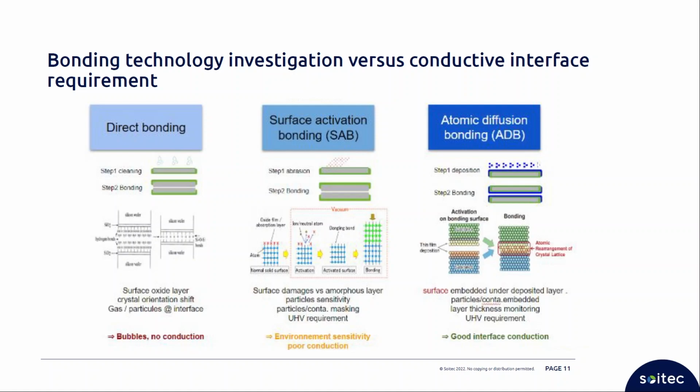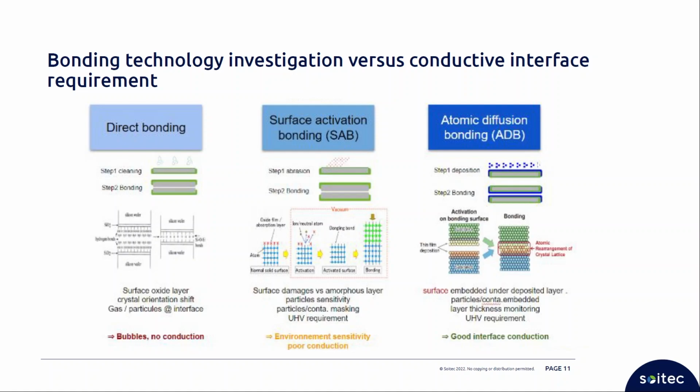Okay, we have another wafer. We need to bond. We need to have conductive bonding. We of course have several options to do the bonding. One option could be direct bonding, another is surface activation bonding, and the last one is atomic diffusion bonding.